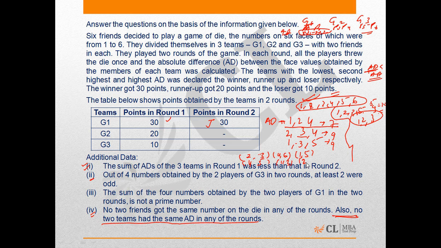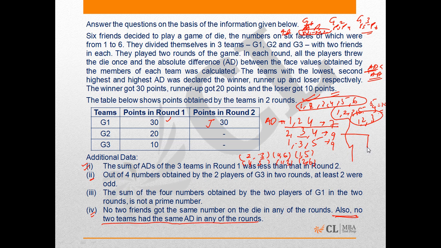And 2, 6. There is no concept or pattern as such to find these pairs. There is only one way to do so, and that is observation. Through observation we have to see what the possible ADs are, and after that we have to see which pairs of numbers would give the required ADs.